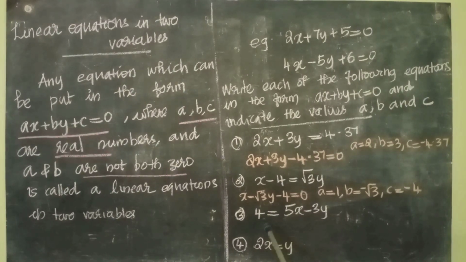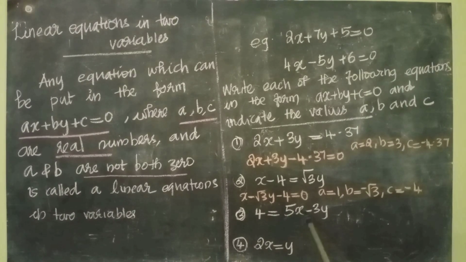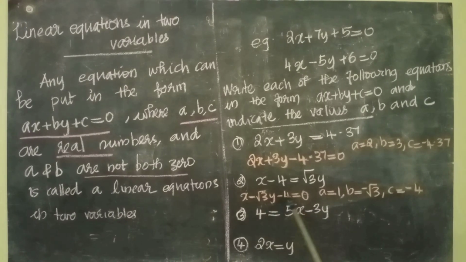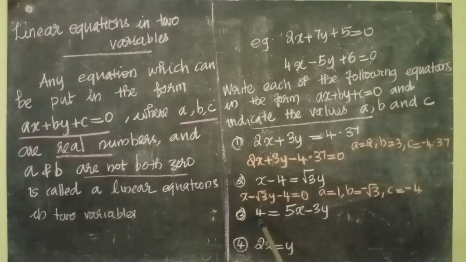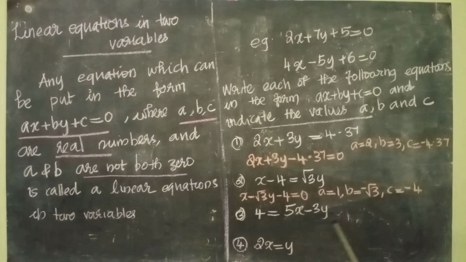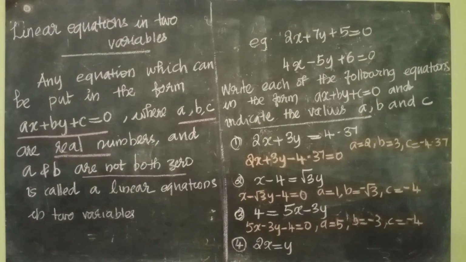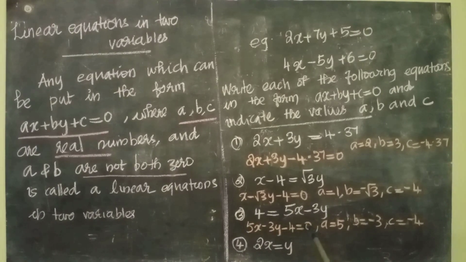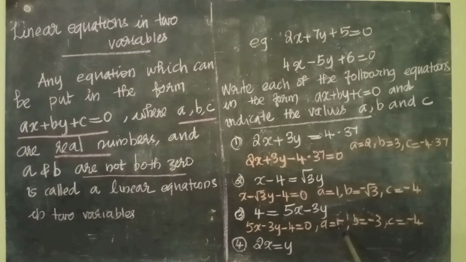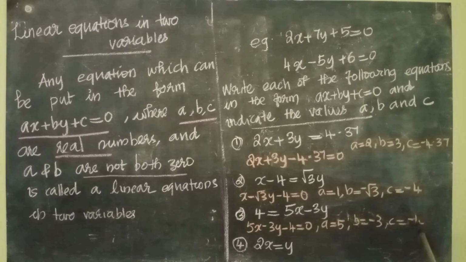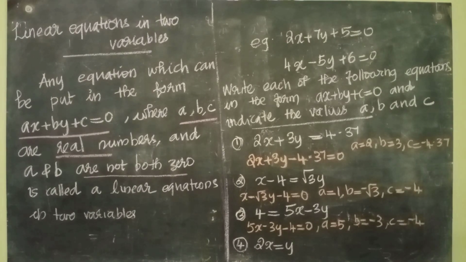Third question, 4 equal to 5x minus 3y. Now both variables are on the right side, so we can take this 4 also to the right side. This is plus 4 here. If we take it to the right side, it becomes minus 4. So we can write 5x minus 3y minus 4 equal to 0. A equal to 5, B equal to minus 3, C equal to minus 4.